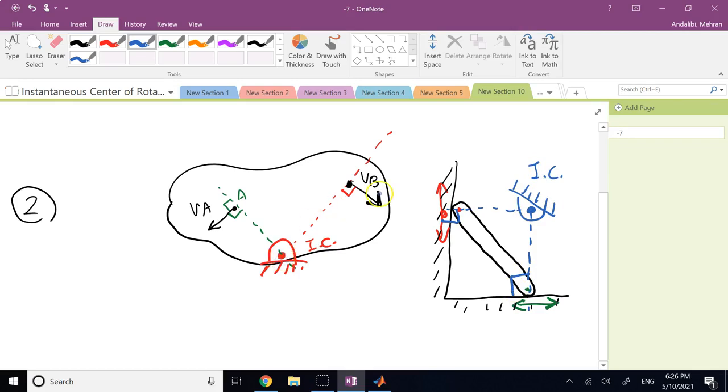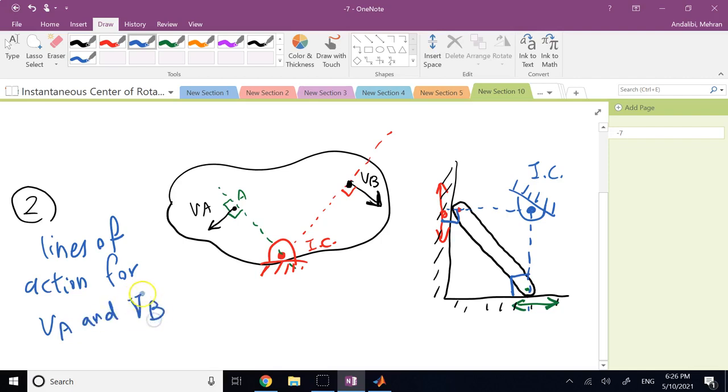And as I said, this instantaneous center is outside the rigid body in this case. Sometimes it is inside, sometimes it is on the hypothetical extension of the rigid body. So this is most of the cases. All I know is the lines of action for VA and VB are known. I don't know the speed of them. I don't know exactly which direction. I just know the line of action. This is most of the time the case for finding the instantaneous center.